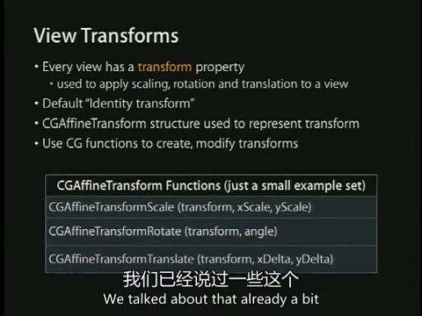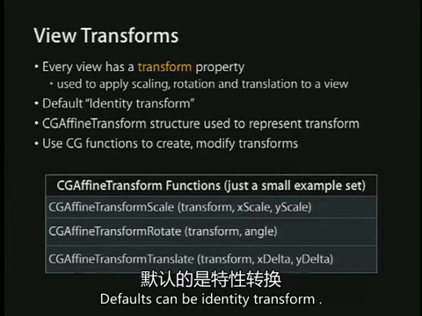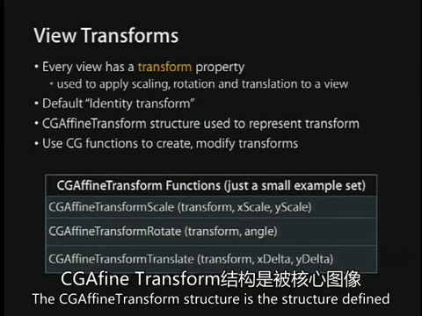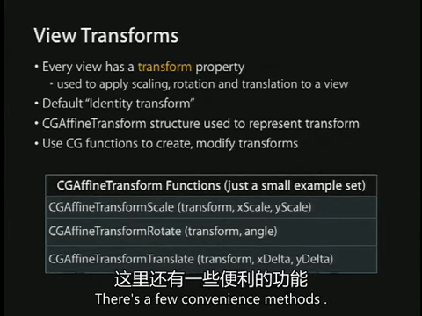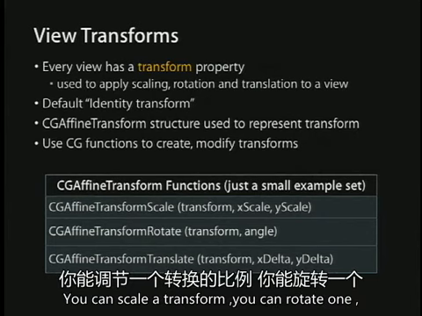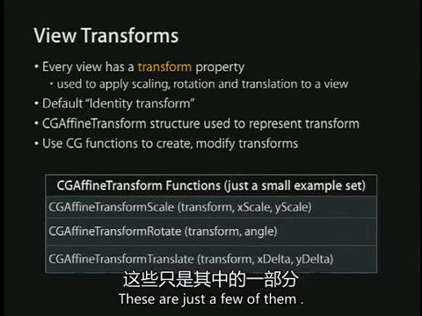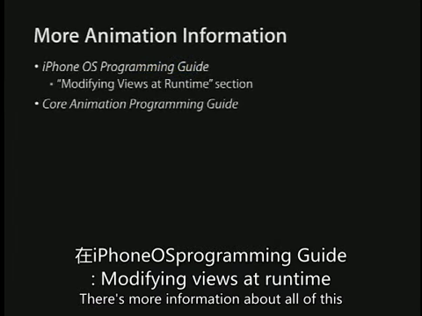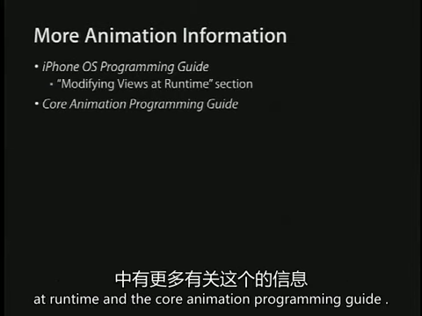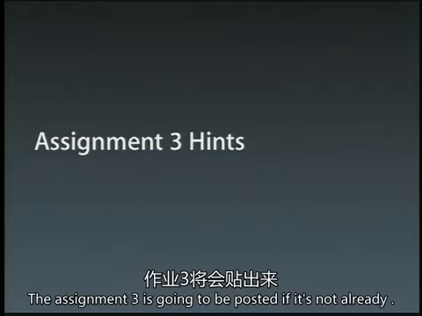Every view has a transform property. We talked about that already a bit when we talked about frame. The transform lets you rotate it, scale it, translate it. It defaults to the identity transform. The CGAffineTransform structure is the structure defined by Core Graphics that defines these transforms. There's a few convenience methods. You can scale a transform, you can rotate one, you can translate one, you can create one. These are just a few of them. You can look them up yourself in the headers and the documentation. There's more information about all of this in the iPhone OS Programming Guide, Modifying Views at Runtime, and the Core Animation Programming Guide.